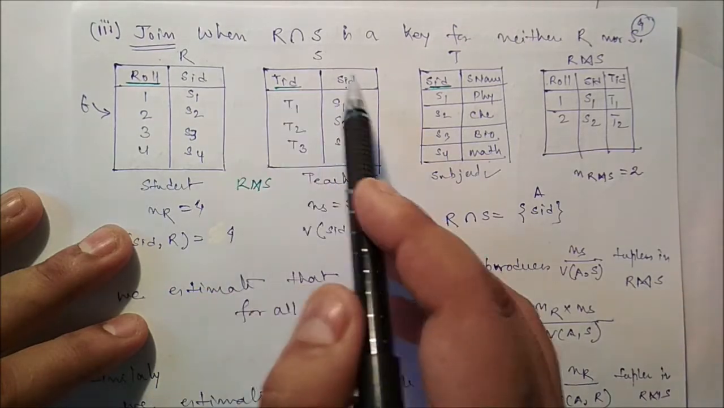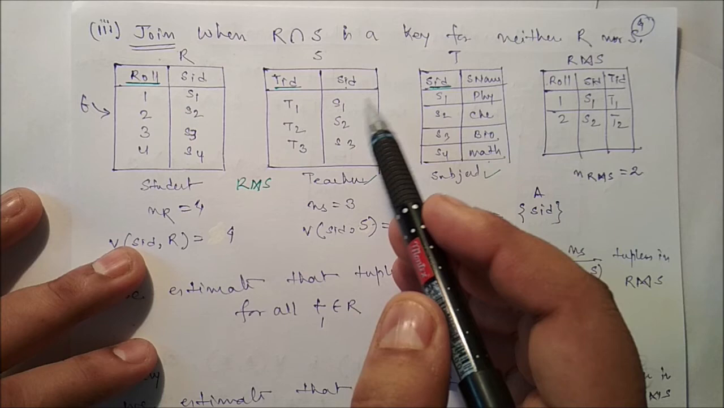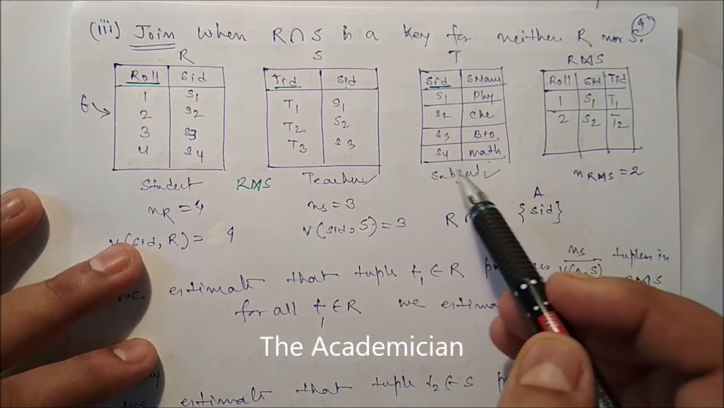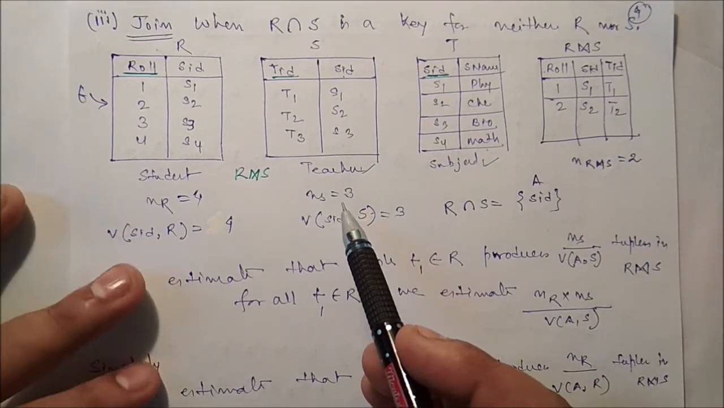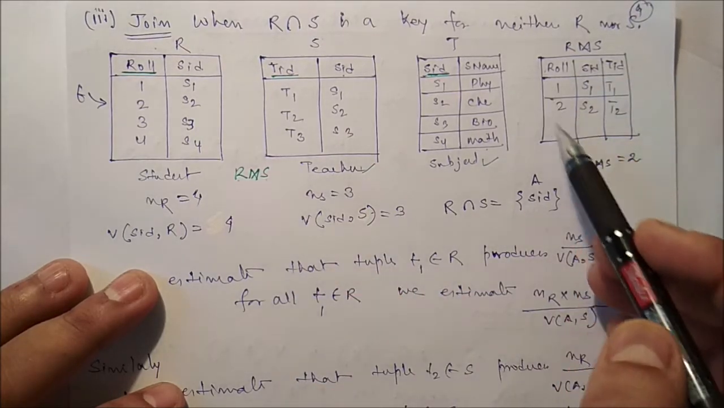Based on the SID, subject ID. So if it is based on subject ID, now we want to estimate the join size. Now you can see one by one. Suppose we want to join R and S, the output will be what? This is the output.